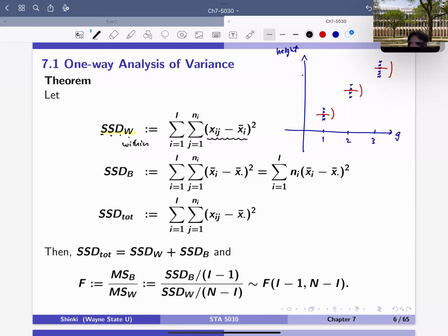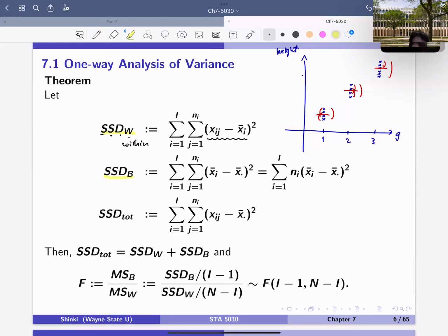So how much Xij deviates from the group mean, and take a square and take summation for all j and all i. So basically, we compare this with this, this with this, and this observation with this mean, this observation with this mean, and so on. So this is the SSDW, sum of squared deviation within groups.